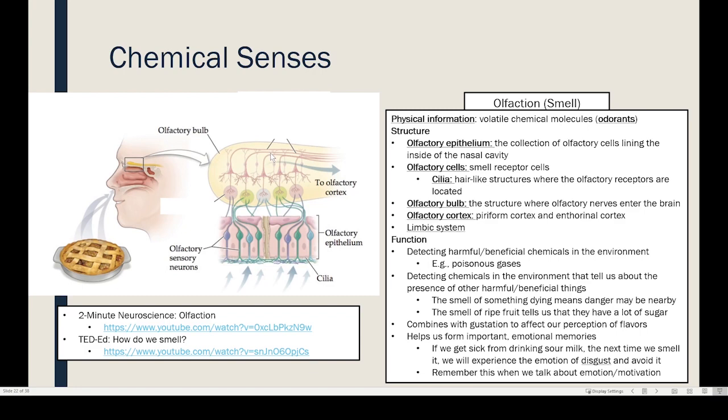But there is a place in the cortex where some of this smell information is processed, the olfactory cortex, which is in these areas called the piriform cortex and the entorhinal cortex.